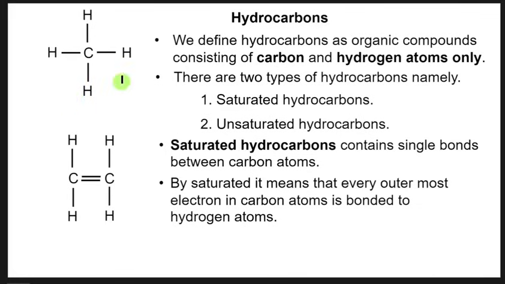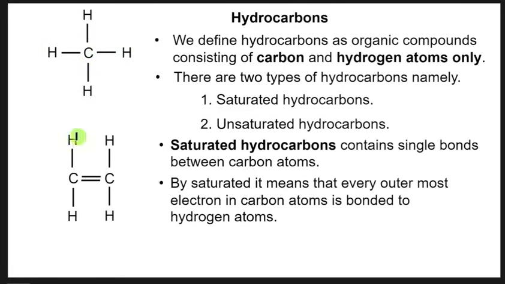And what we mean by saturated hydrocarbon, we said, is those hydrocarbons that contain single bonds between carbon atoms. By saturated, it means that all the electrons in the outermost shell of the carbon are bonded to hydrogen atoms, like here. All the outermost electrons in this carbon are bonded to hydrogen atoms.